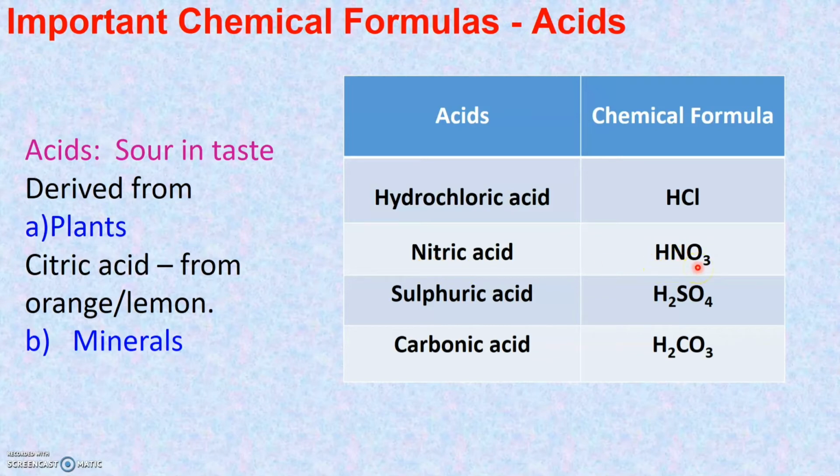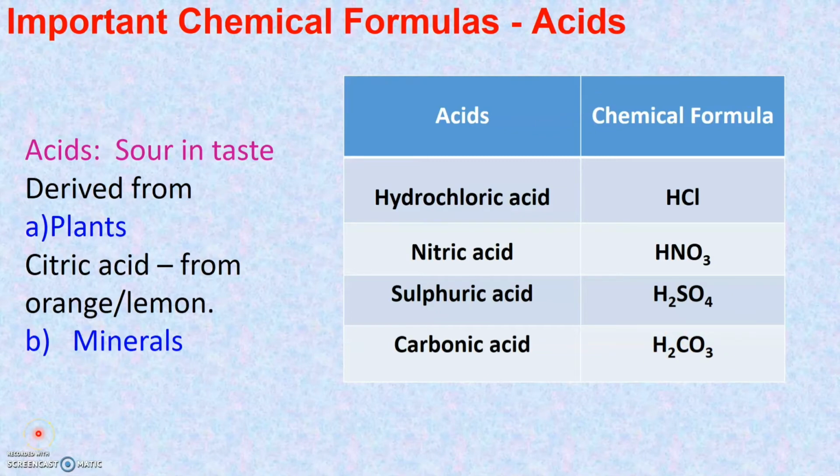We have already learned how to write the symbols of various radicals, isn't it? Yes. For sulfuric acid, the chemical formula is H2SO4. That is a combination of sulfate radical and also the element hydrogen. Carbonic acid has got the chemical formula H2CO3, a combination of carbonate radical along with the element hydrogen.